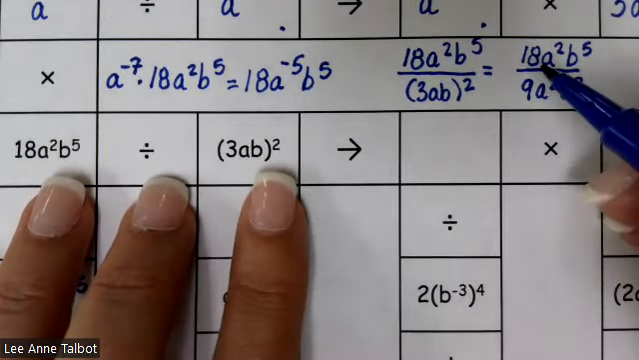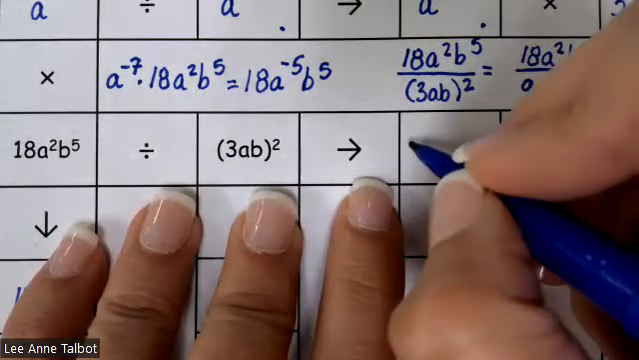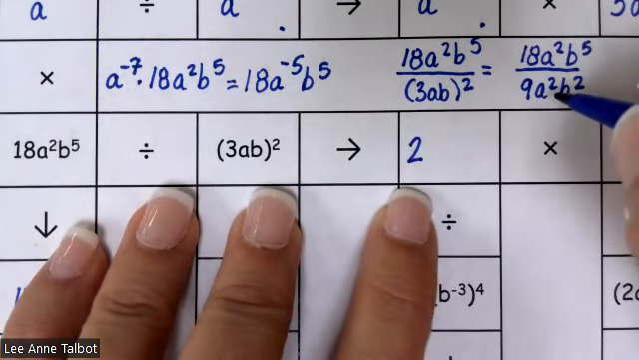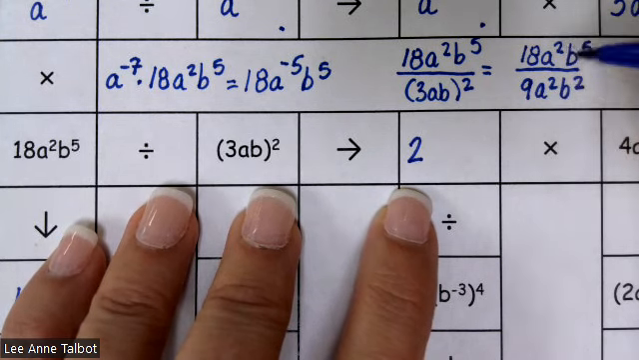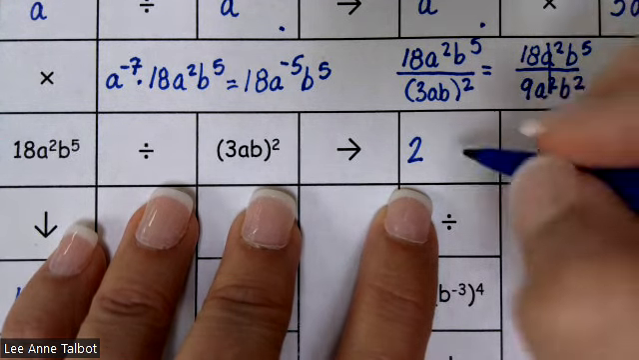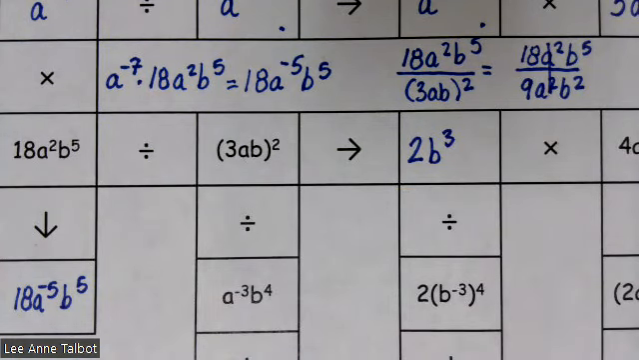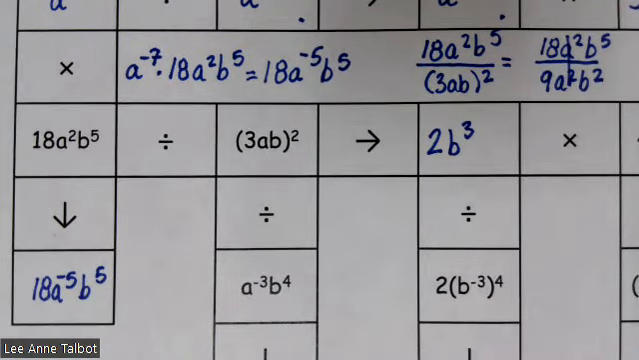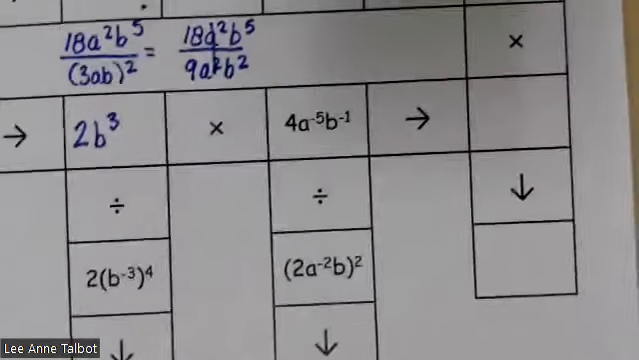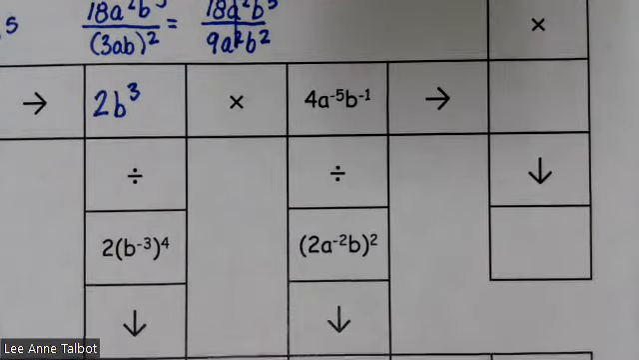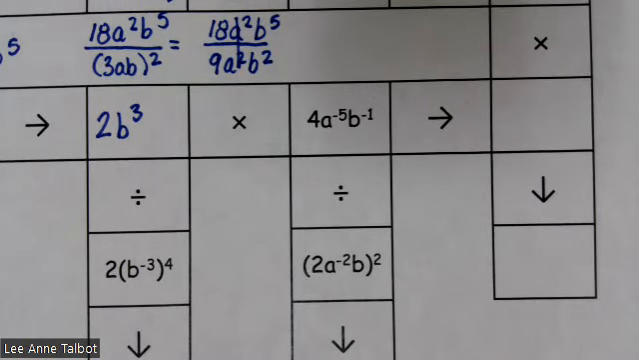Okay, now what's 18 divided by 9? 2, great. What's a squared divided by a squared? It cancels, right? Okay, what's b to the fifth divided by b squared? B to the 3. How are we doing? Is this helping? I'm hoping this is helping. I would really like it if there was more room, but that's okay.